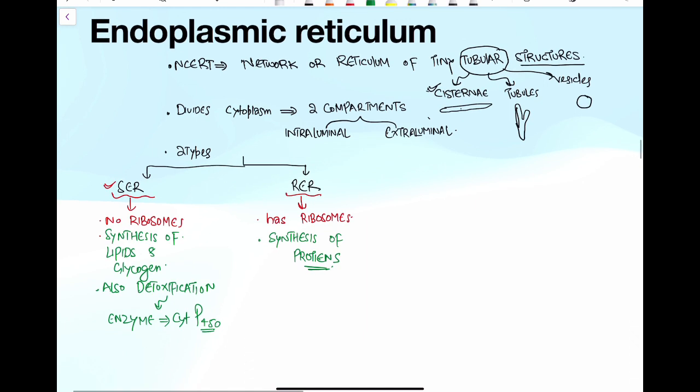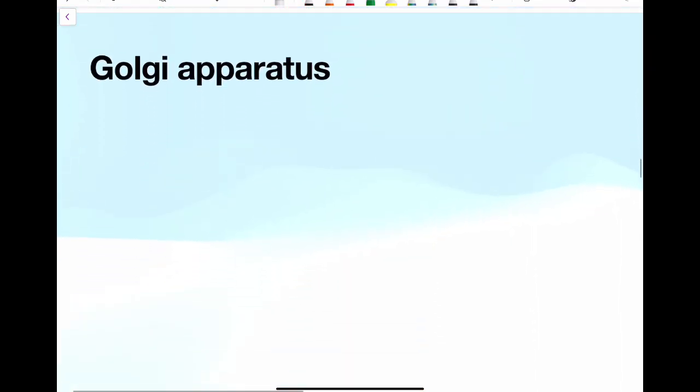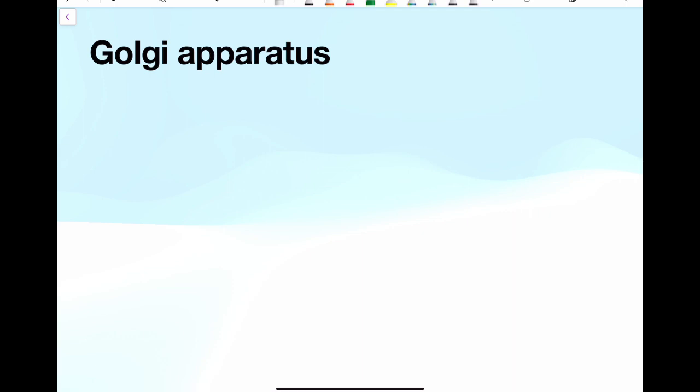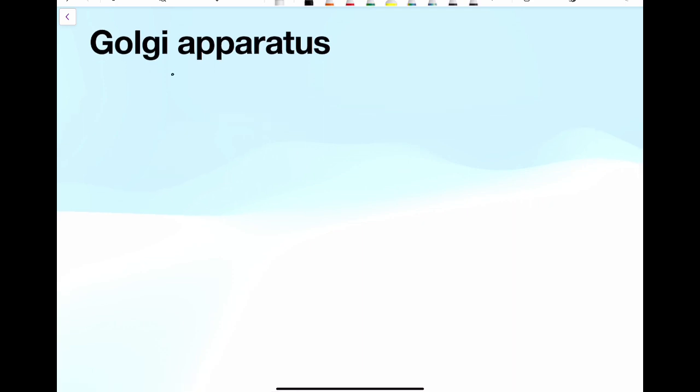Now we'll go to the Golgi apparatus. So Golgi apparatus, first and foremost thing, who discovered the Golgi apparatus? It can be asked. Camillo Golgi in 1898. So it was discovered by Camillo Golgi in 1898, and he observed them as densely stained reticular structures near the nucleus.